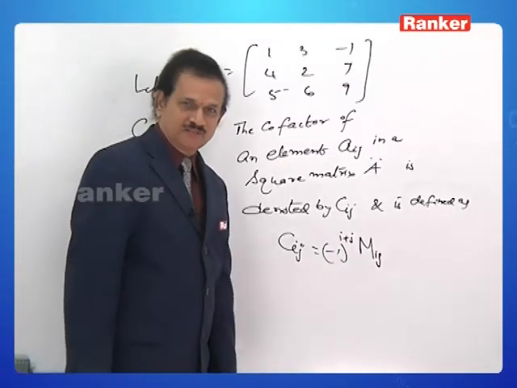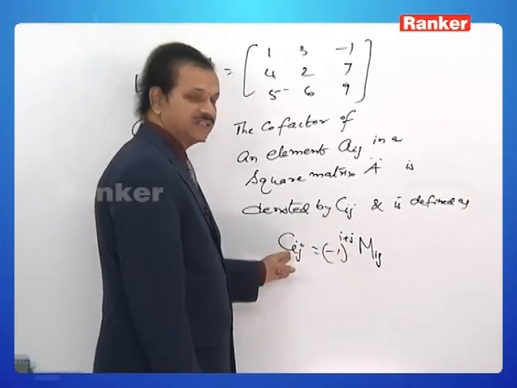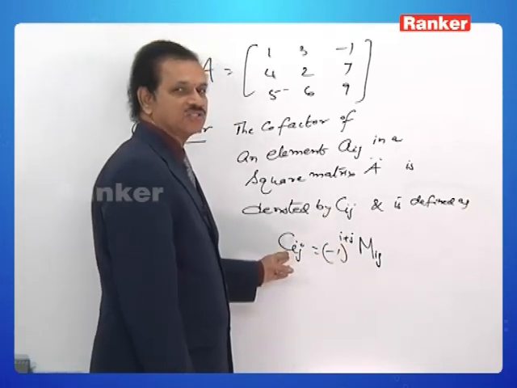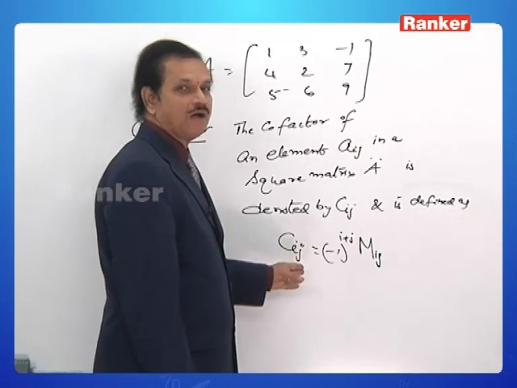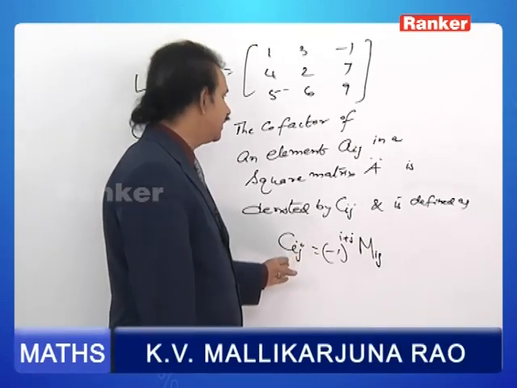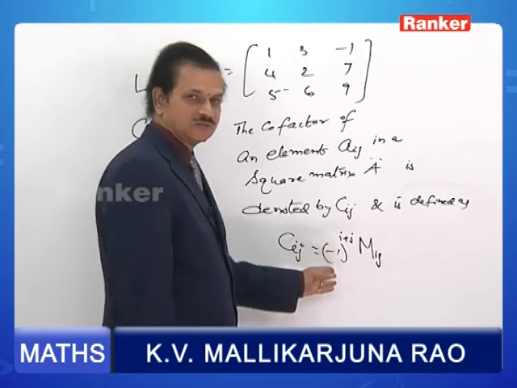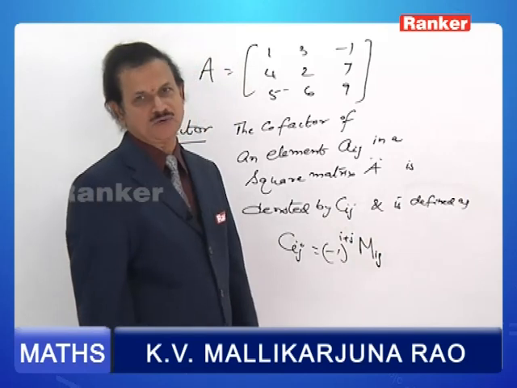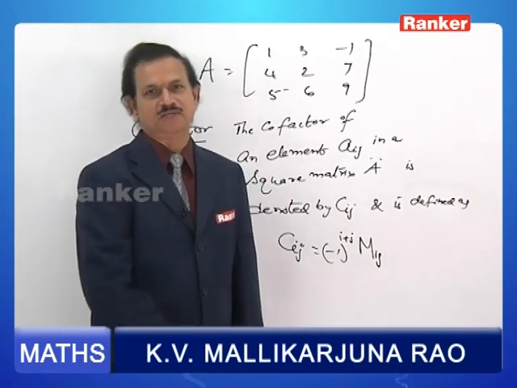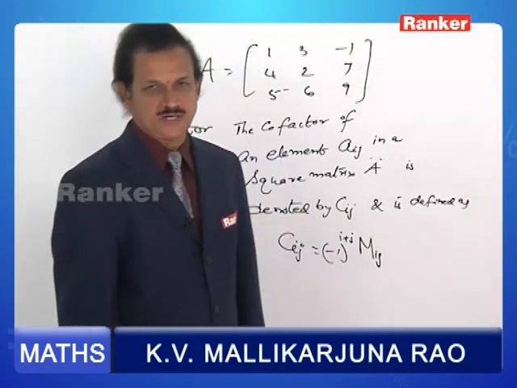Please understand the definition carefully. Minus 1 whole power i plus j. What do you mean by i? The row in which the element is present. j, the column in which the element is present. The element for which we are ready to have the cofactor. That is minus 1 whole power i plus j into Mij. What is Mij? Previously we have noted it. Minor of the element Aij.